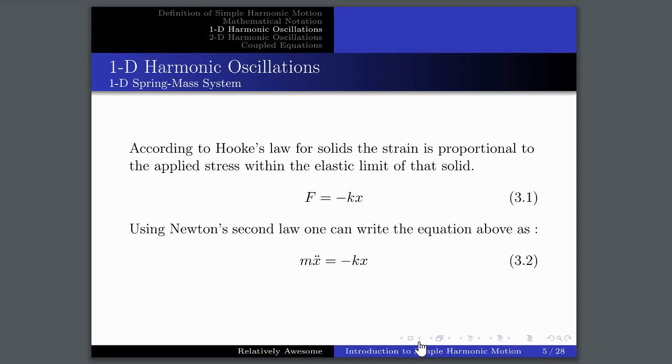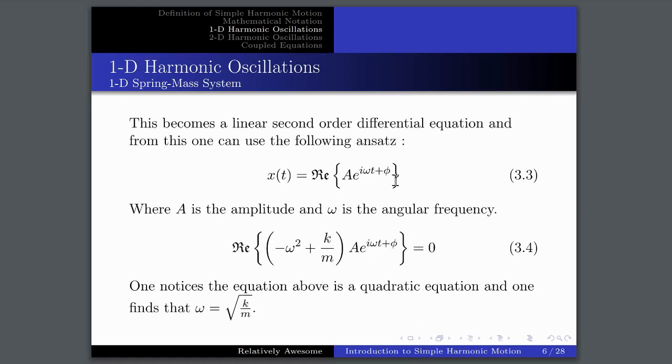Now we will introduce the first case of one-dimensional simple harmonic oscillators. The simplest case is the spring mass system. According to Hooke's law, for solids, the strain is proportional to the applied stress within the elastic limit of that solid, namely F equals minus kx. Using Newton's second law, one can write the equation as the following. From this, we know that this is a second-order linear differential equation, and we can apply the following ansatz. An ansatz is a guess solution that fits the differential equation.